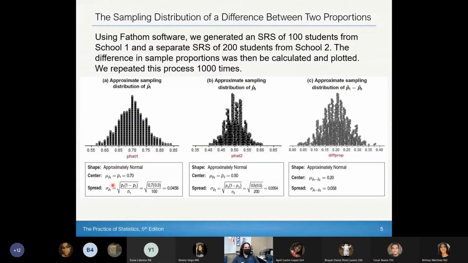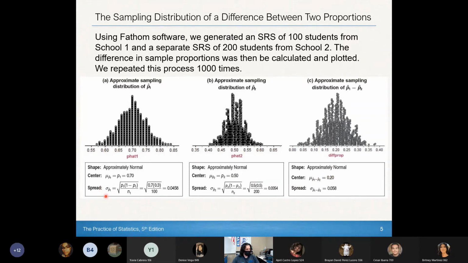Right. And if we remember from chapter 7, the mean of the sampling distribution of the sample proportions is equal to the population proportion, which is 0.7. We get 0.5 for school 2, and the difference is 0.2, 0.7 minus 0.5.